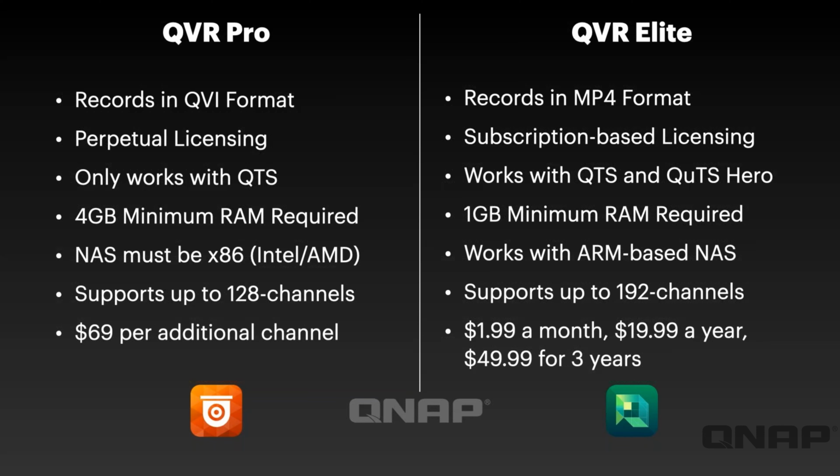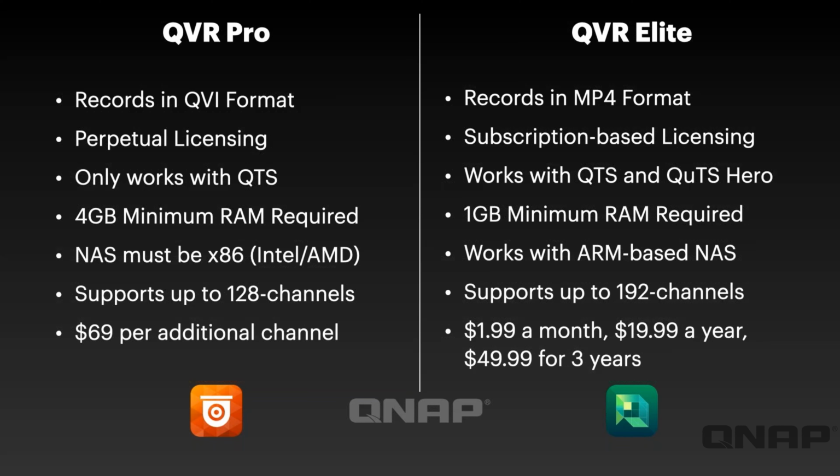Because QVR Elite is a bit more efficient with its resources, it does support more cameras as well. We support all the way up to 192 channels with QVR Elite, whereas even the most powerful NAS running QVR Pro can only max out at about 128 channels. It does depend on the model, and I'll show you how you can see the max channels for each one a bit later on as well.